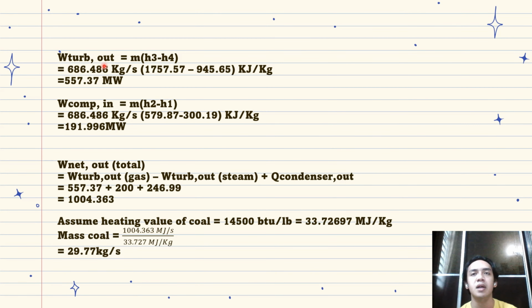Now, use m multiplied by the difference between H3 and H4 and we get the total work for the two turbines. Use the same formula to also find the work required by the compressor. Net work total is calculated from the summation of work turbine out for gas and steam and heat energy that leaks from the condenser. To find the mass of coal needed, the net work out total is divided by the heating value of the coal that we assume.